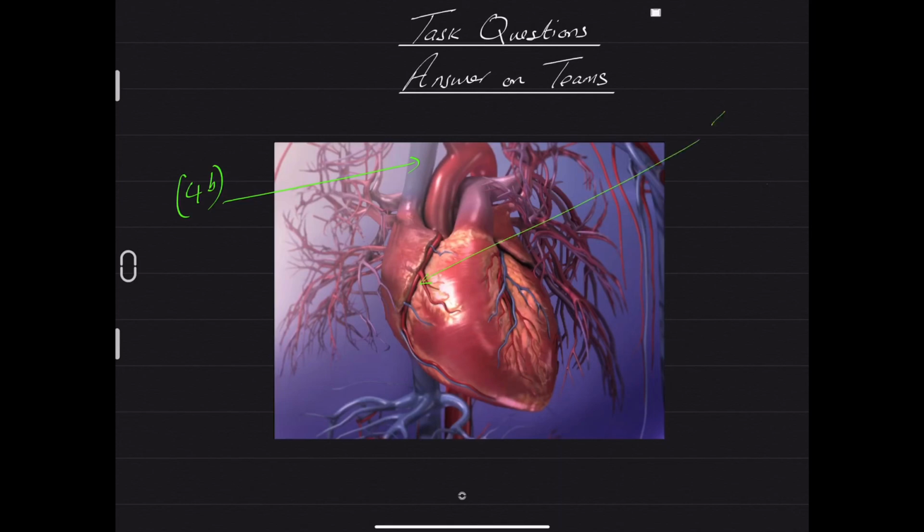We'll call this 5C. And last one on this diagram, let's say here, 2C. Okay, so for each number and letter, could you give it a corresponding correct label and give your answer on Teams?